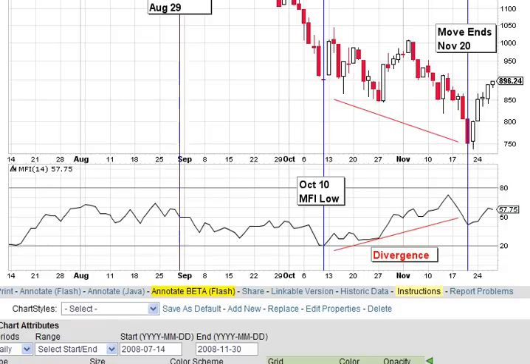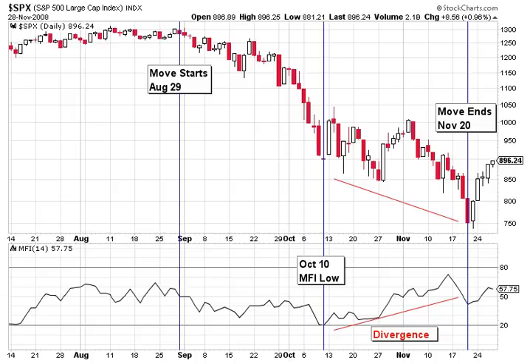Here's another example from 2008. The down move started on August the 29th. Money flow bottomed on October the 10th, then showed divergence as price continued down, and using October 10th as a center post, you would have projected an end to the down move on November the 20th.